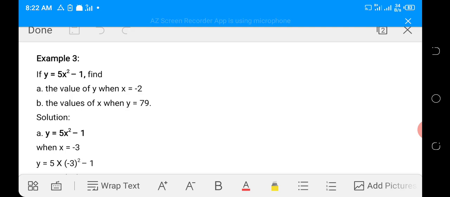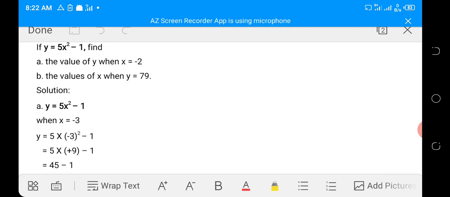Solution. We quote the formula y is equal to 5x squared minus 1. Then when x is equal to -3, we are to find the value of y when x is equal to -3. Please, in the question they put x is equal to -2. It must be a mistake, so it should be -3 because -3 is substituted in the formula. So let's see, when x is equal to -3, what will be the value of y?